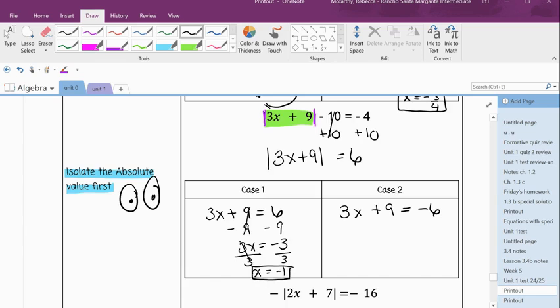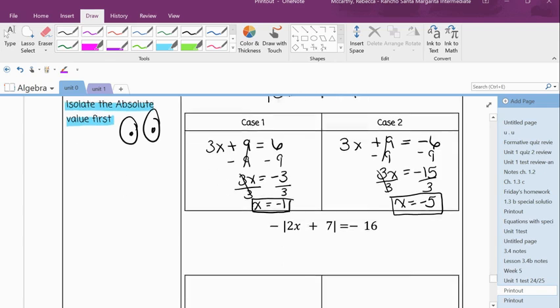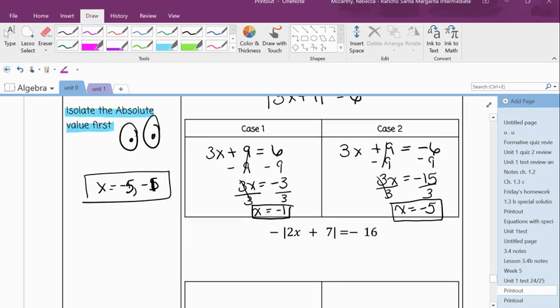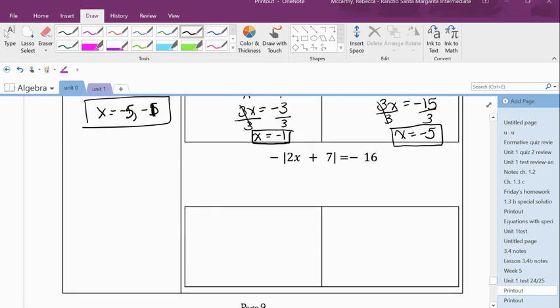That's one answer. And here I'm going to subtract 9 from both sides, and I get 3x is equal to negative 15. Divide by 3 on both sides, and I get x is equal to negative 5. So those are my 2 answers for my absolute value. In most cases, you'll see it as x is equal to negative 1, comma, negative 5, no parentheses or anything. We would write it in this fashion, most likely in descending order. But if you write it the other way, I'm totally fine with that.